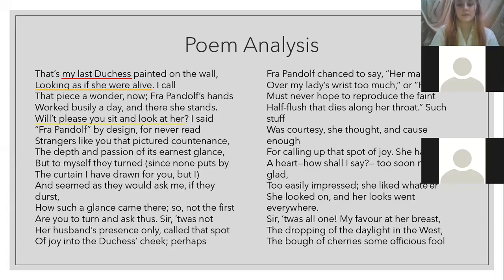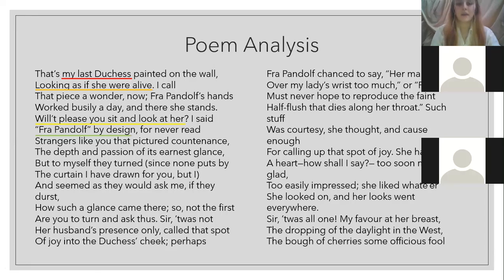So the Duke talks about his old wife throughout the poem. He's explaining his old wife that has died mysteriously. And he's saying to the reader, will you please sit and look at her? Which is very imperative. That's showing his power over the reader and over the servant by saying, you sit down and you will look at my wife.